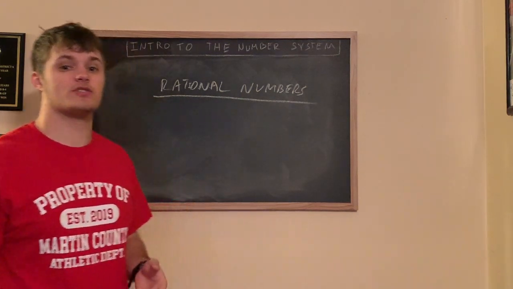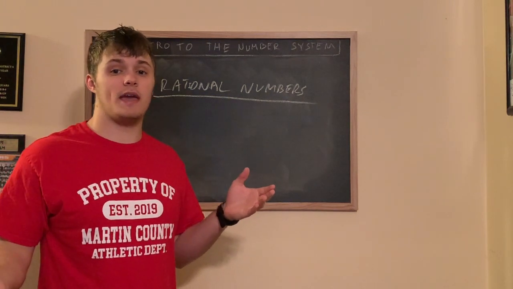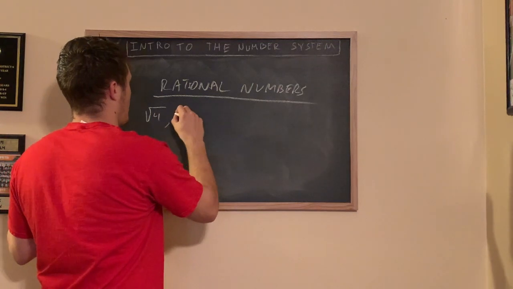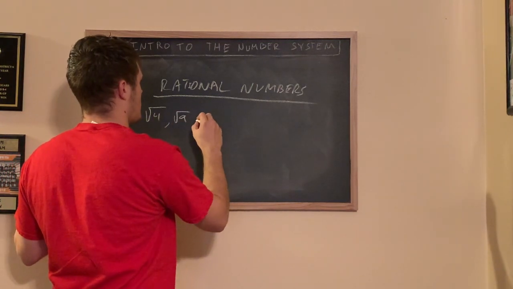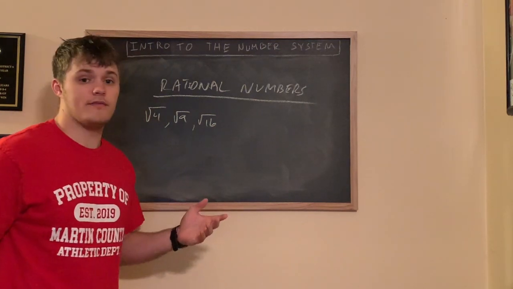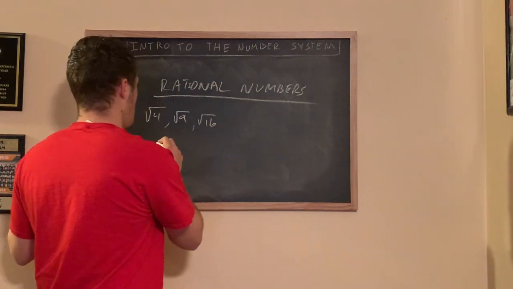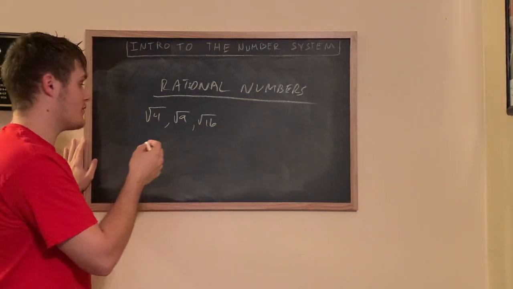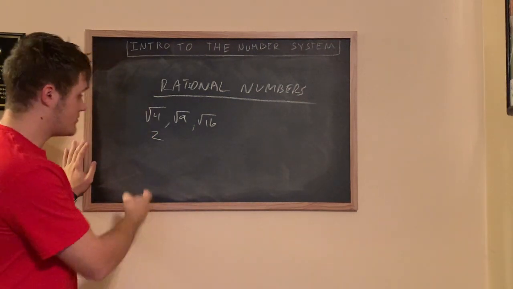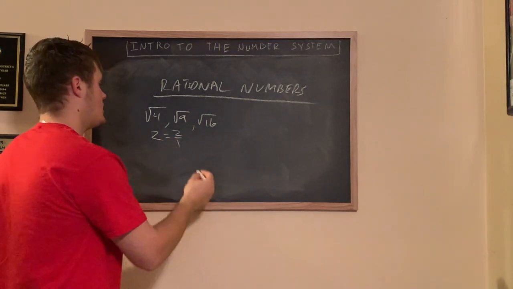So for example, rational numbers can be the square root of a perfect square, such as the square root of 4, the square root of 9, or the square root of 16. So the square root of a perfect square is an example of a rational number. Also, some examples of rational numbers that aren't perfect squares are just a simple 2, because 2 is a rational number because it can be written as 2 over 1 as a fraction.